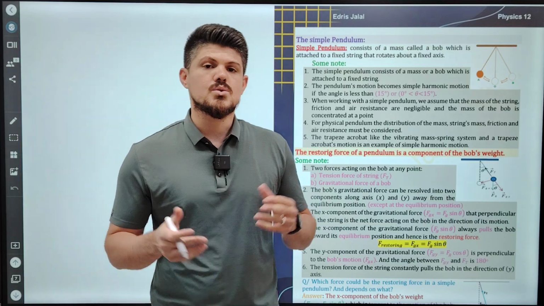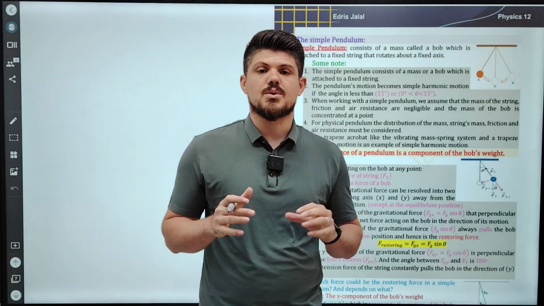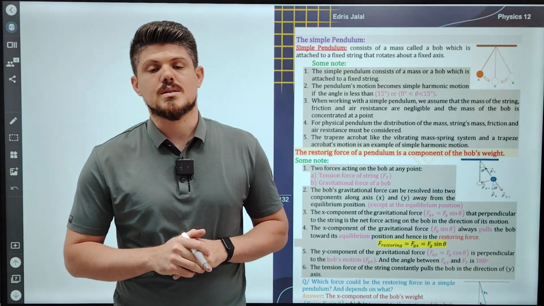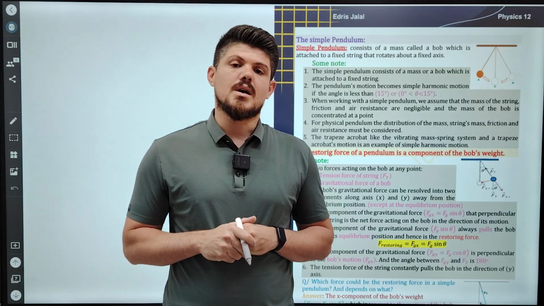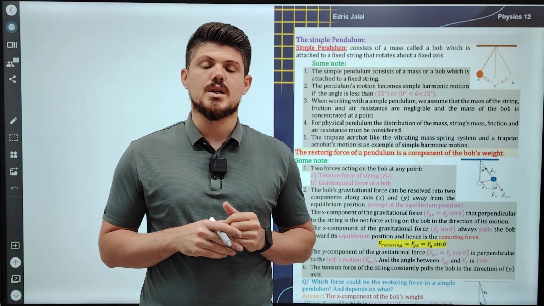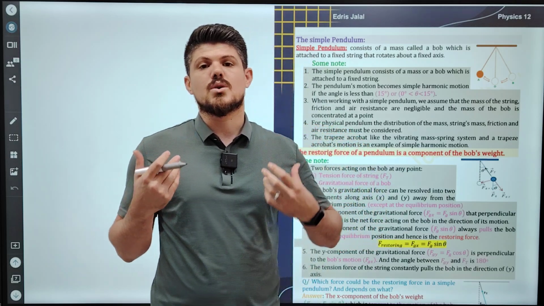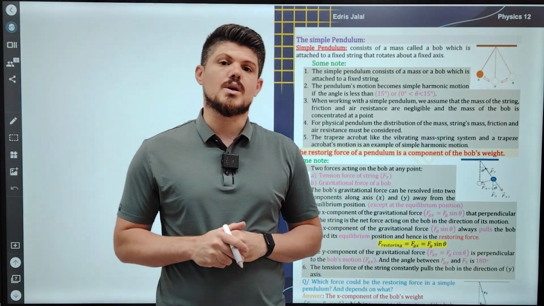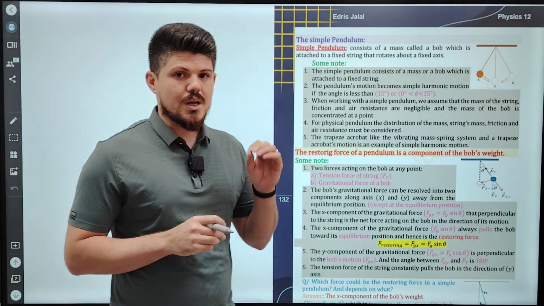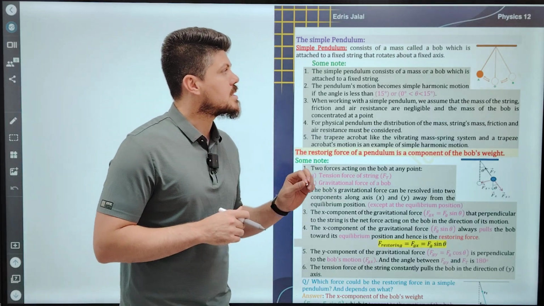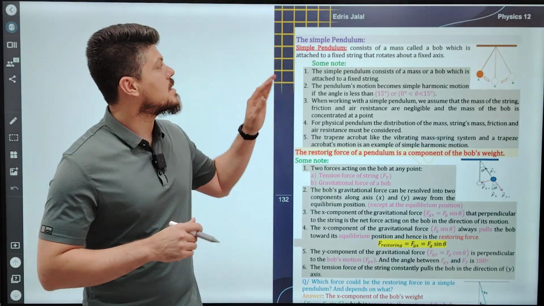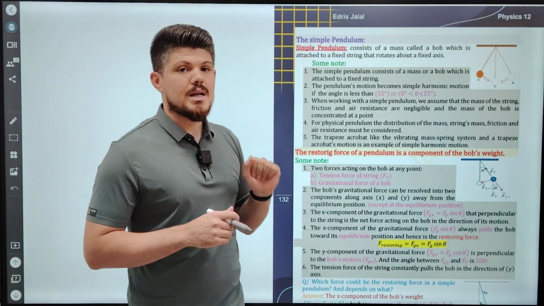Also, in a previous lesson we talked about the mass spring system. When does the mass have maximum elastic potential energy, when does it have more velocity, and when does the restoring force increase or decrease? We talked about all of them, and in today's lesson we will continue explaining simple harmonic motion, but in this case for the simple pendulum.